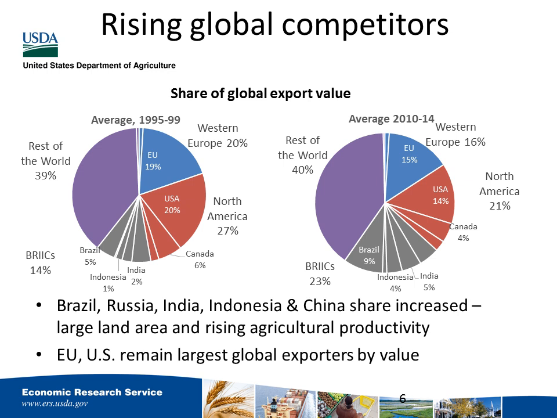This chart reveals the source of the increasing competition for U.S. agricultural exports. The pie on the left-hand side breaks down global agricultural export value on average from 1995 to 1999. The pie on the right-hand side breaks down global agricultural export value on average from 2010 to 2014. What's notable here is the increase in the share of global agricultural exports represented by the BRICS countries, rising from 14% of total agricultural exports to 23%, and the decline, on the other hand, of the share represented by the European Union and also Japan. Despite the fact that North America and Western Europe have lost some of their share of global agricultural exports, the US and EU remain the largest global exporters by value by a relatively substantial margin.